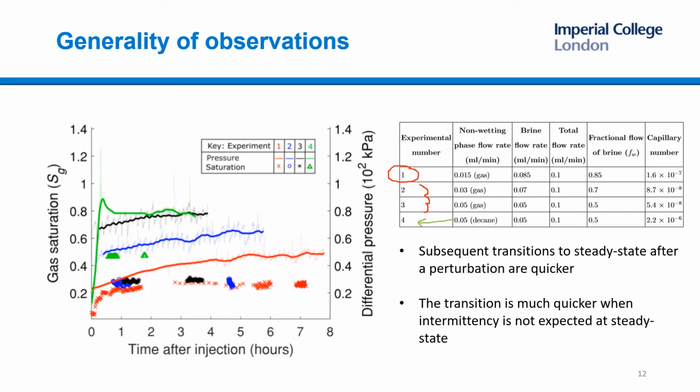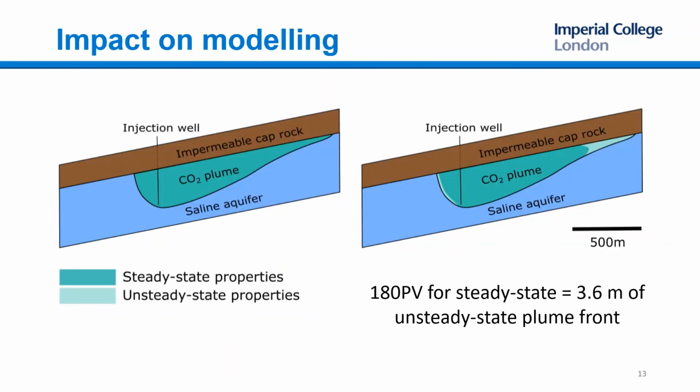And what we observed in the data, so here is the gas saturation on the y-axis and also the differential pressure. And then on the x-axis is the time after injection in hours. And what we can see is that the differential pressure across the sample for the decane experiments is increasing much more quickly, and then it plateaus out much earlier than it does for the first experiment shown in red. So what is the impact of our results on modeling of, say, CO2 storage in the subsurface?